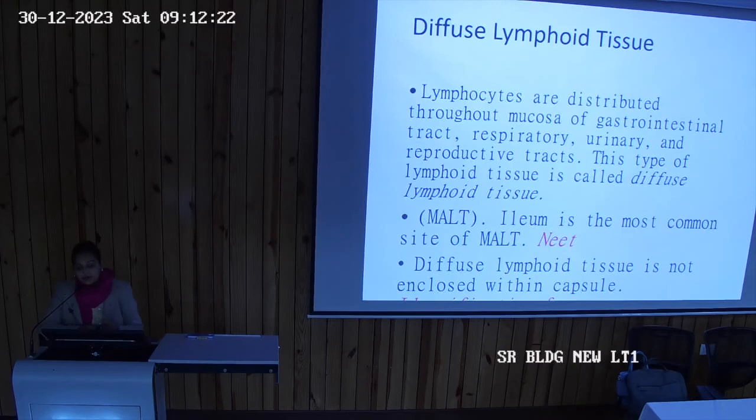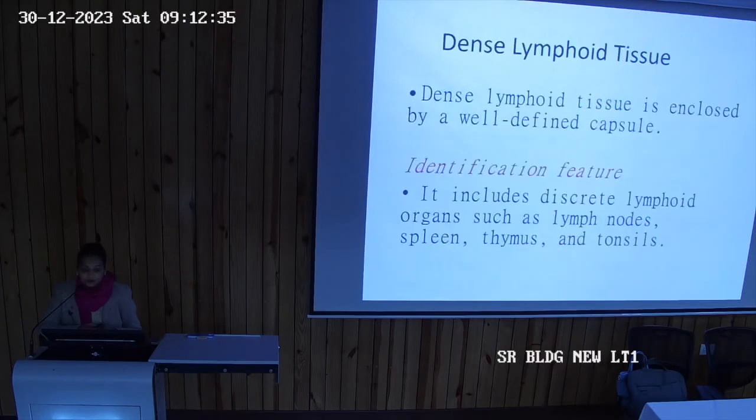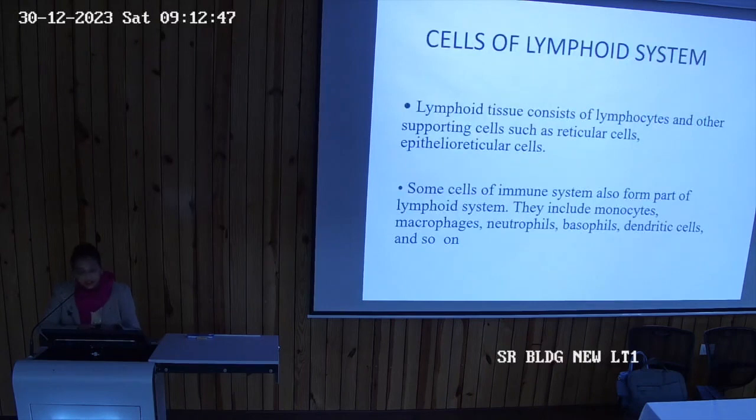So example of diffuse lymphoid tissue क्या हो जाएगा? MALT, which is mucosa associated lymphoid tissue. These are not enclosed by capsule. Dense lymphoid tissue, it is enclosed in the well-defined capsule. Identification feature, it includes lymphoid organs such as lymph nodes, spleen, thymus and tonsils.